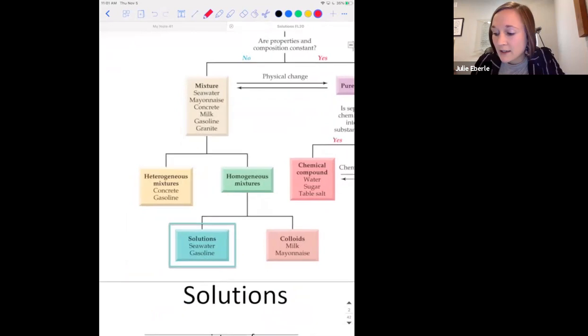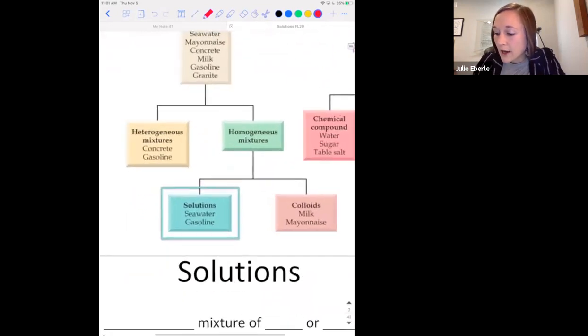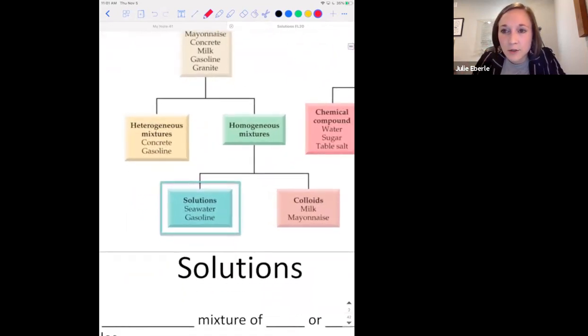Well, remember there's two kinds of mixtures as well. There are heterogeneous or homogeneous mixtures. Homogeneous mixtures, my favorite example is ice cream, and a homogeneous mixture would be like vanilla ice cream.